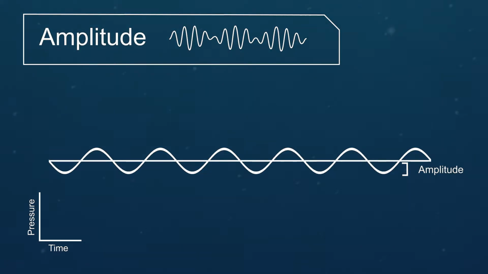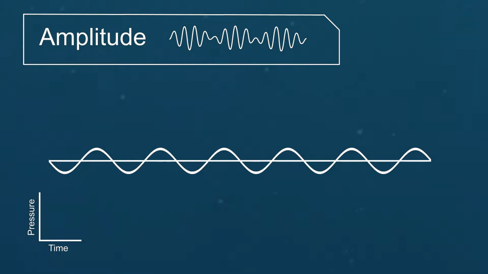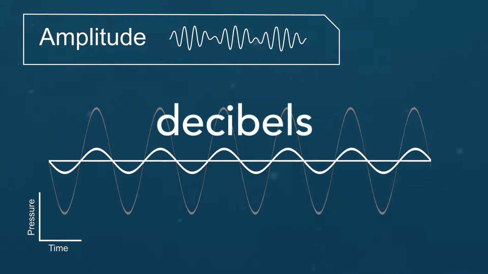The average amount of energy passing through a unit area per unit of time in a specified direction is called the intensity of the wave. Sounds with higher intensities are perceived to be louder. Relative sound intensity levels are usually given in units named decibels.